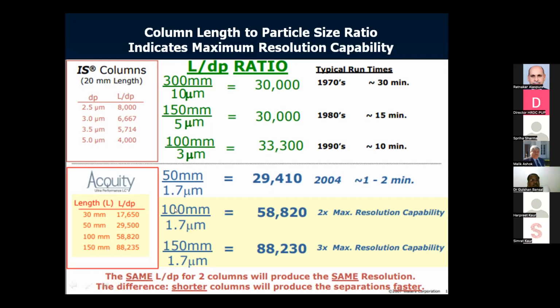And if we increase the length from 5 centimeter to 10 centimeter, the ratio is increased and therefore the resolution is also increased, 2 times resolution. And similarly here, the resolution is further increased if we further decrease the particle size. So the same length to particle size ratio for two columns will produce the same resolution, and the difference is the shorter column will produce separation faster, because if the column is shorter, it will pose a lesser back pressure.